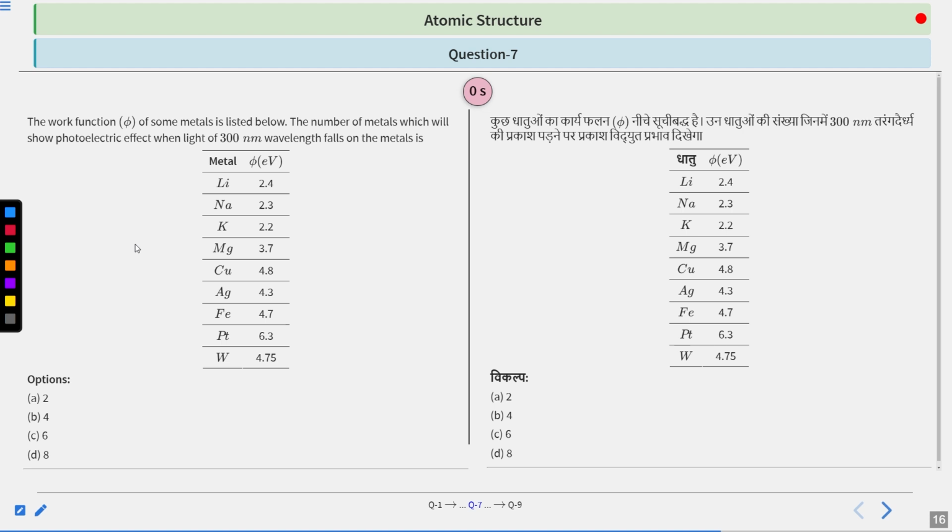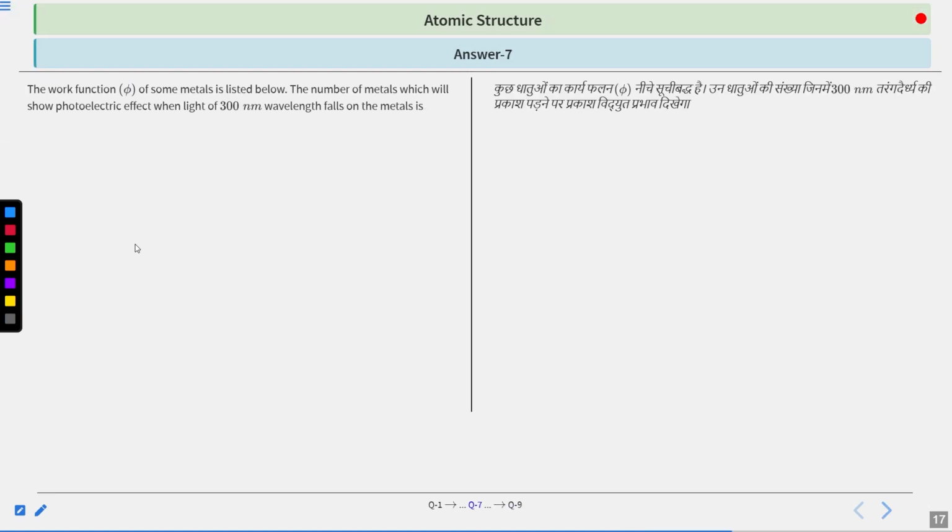Okay, now let us see the solution. What are we given? We are given that the light has a wavelength of 300 nanometer. We have to see how many of these metals will show the photoelectric effect. First of all, the correct answer is B. The correct answer is B.